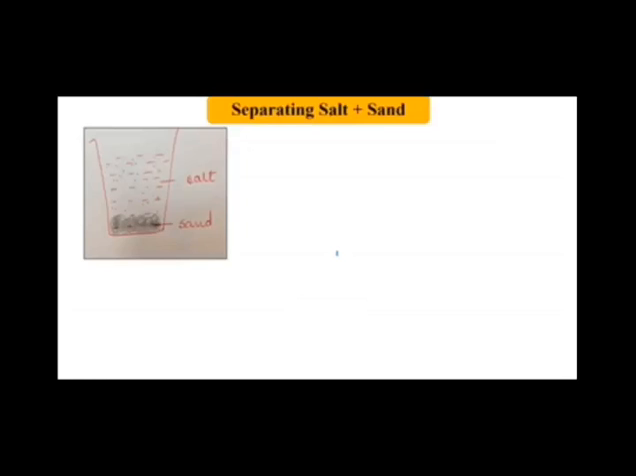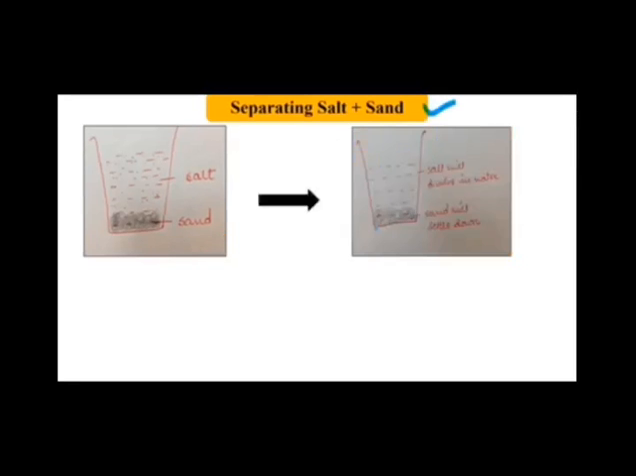Suppose you have a mixture of salt and sand. What you will do is put the salt and sand in a beaker or in a glass, and you will put water into it. What will happen is the sand will settle down and the salt will dissolve in water, right? After that, what you will do? You will decant this liquid. You have already studied about decantation, right?